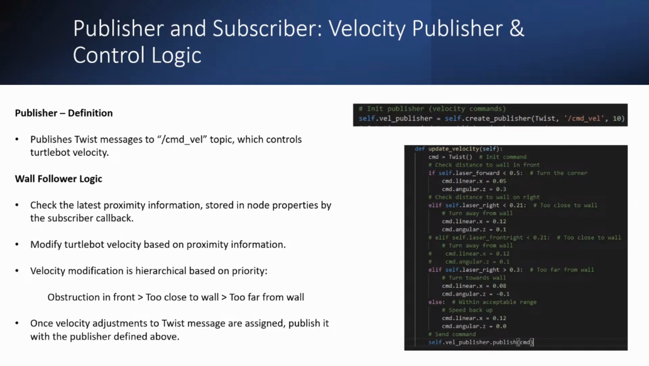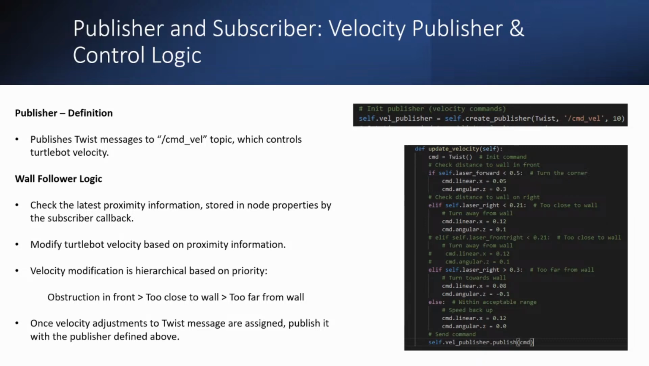And effectively, I use the update velocity function, which there's a screenshot of there, to dictate the logic of the wall following behavior. In this case, I did it hierarchically. The first check is for an obstacle in front of the robot. If there's anything within 0.5 of a meter of the front of the robot, then it slows down and begins an anti-clockwise turn to turn a corner. The next check is to evaluate obstacles on the right of the Turtlebot. If the Turtlebot's too close to the wall, it'll begin an anti-clockwise turn away from the wall. If it's too far away from the wall, then it'll start a clockwise turn, and so on.